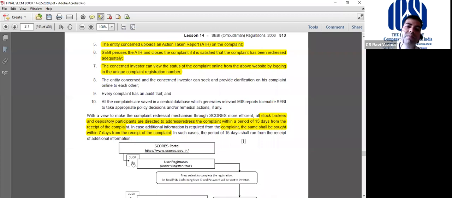So SCORES is a system which first says that SEBI will look into the matter. Obviously, if you're not happy with SEBI, go to the SAT. If you are not happy with the SAT, go to the Supreme Court. These are the upper authorities. The initial level is with this forum. So this is about SCORES.